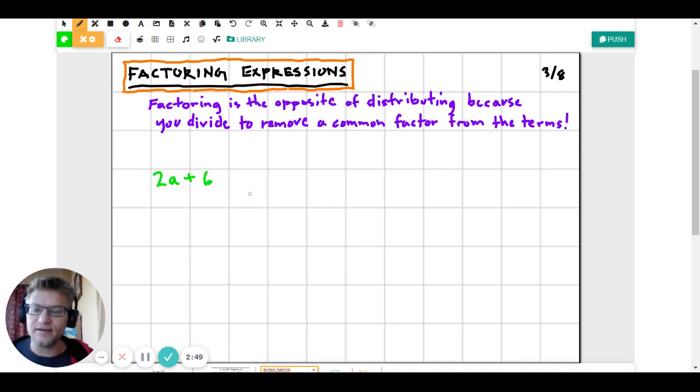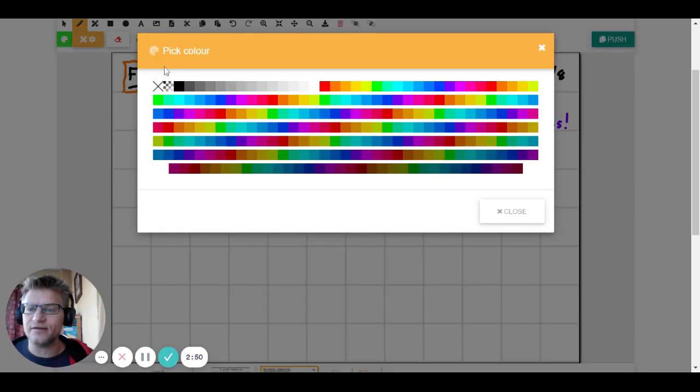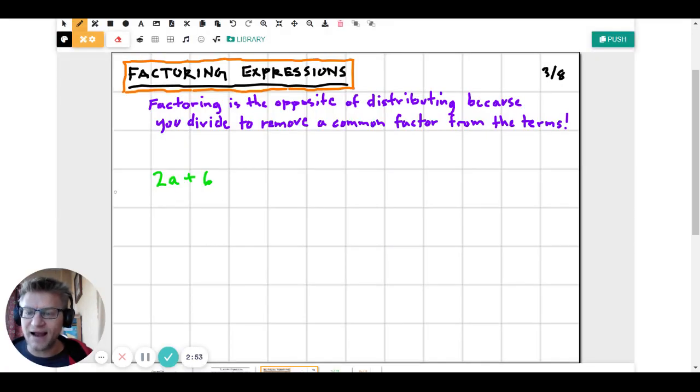Our key here is to divide the whole thing by 2. If I divide everything by 2, I'm going to put this over here, divide by 2. I am going to take both of these and change it. I'm going to divide 2a by 2, and I'm going to divide 6 by 2. So this is our step. This is what we're doing.